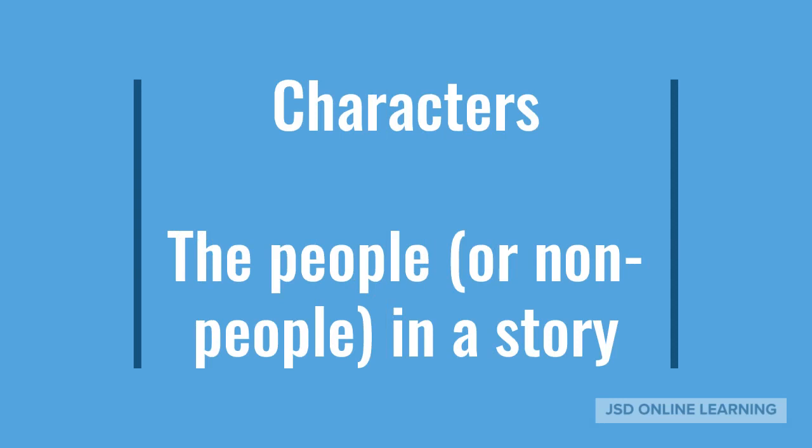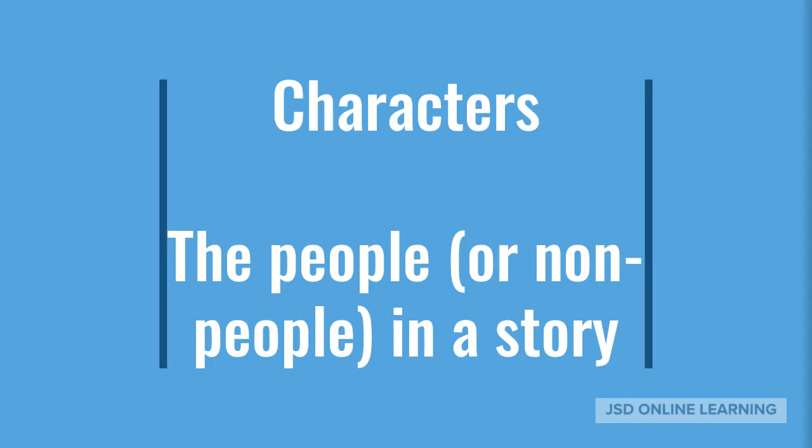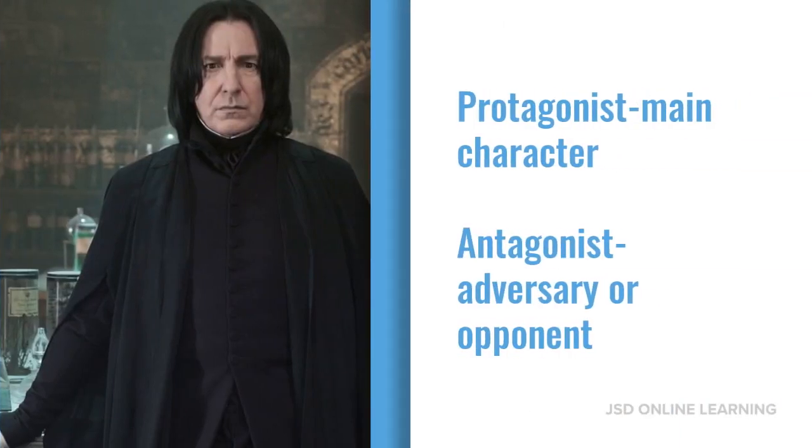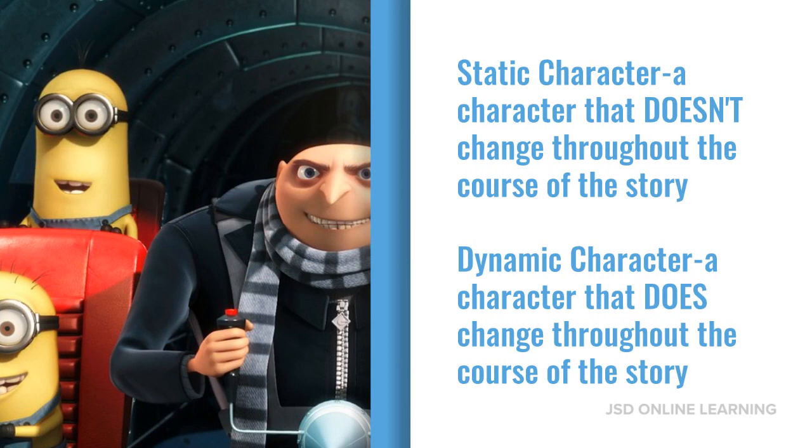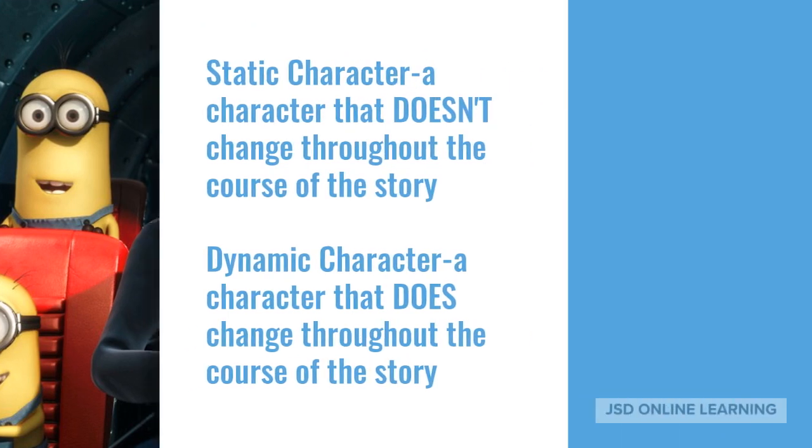Characters are the people, or sometimes talking animals or animated objects of a story. The protagonist of a story is the main character. An antagonist is an adversary or opponent. So, for an example, Harry Potter's protagonist is Harry Potter, and one of the antagonists in most of the books is Professor Snape. Static characters don't change throughout the story, like the Minions in Despicable Me, and dynamic characters do change, such as Gru, who has a real change of heart and mind throughout the course of his movie.